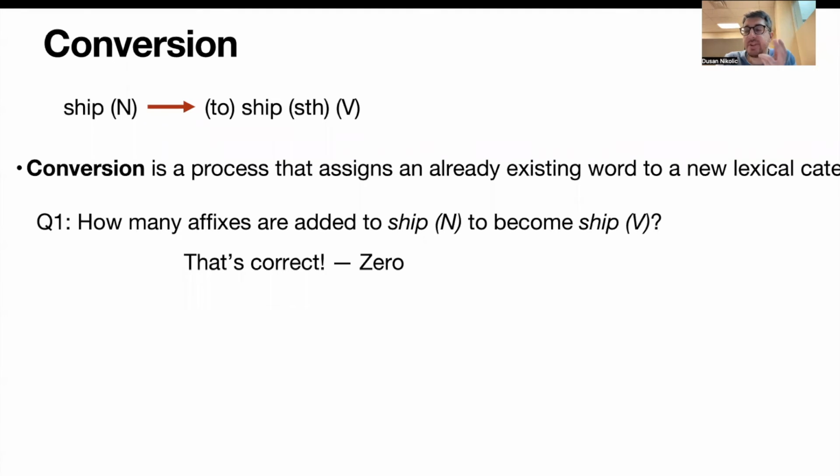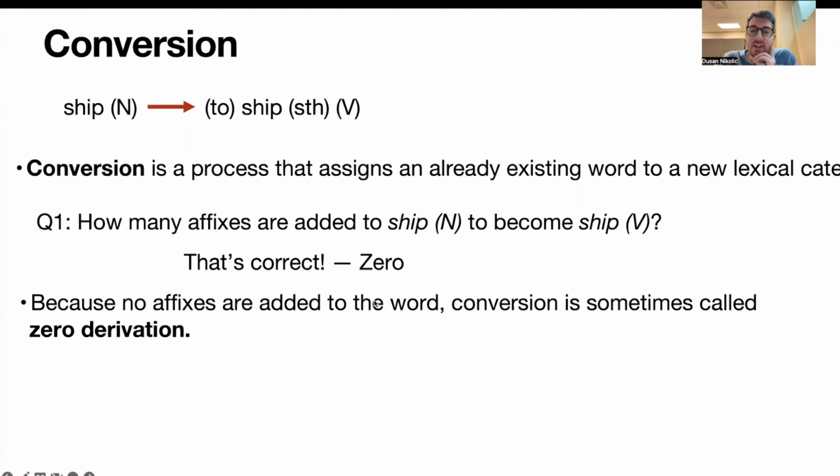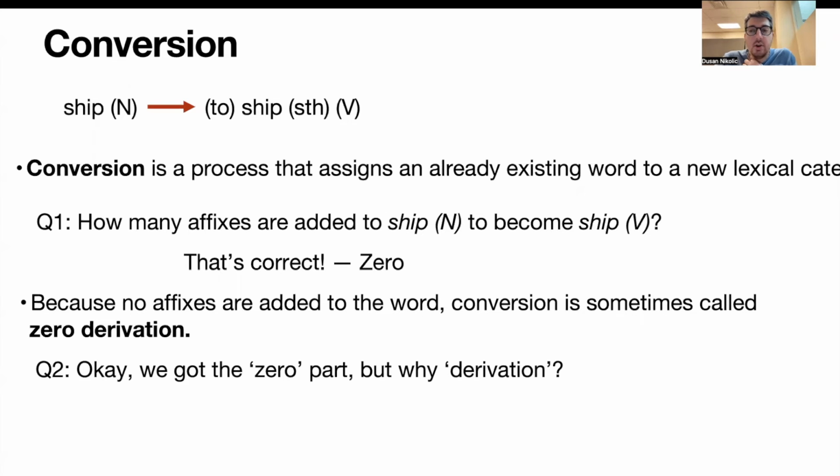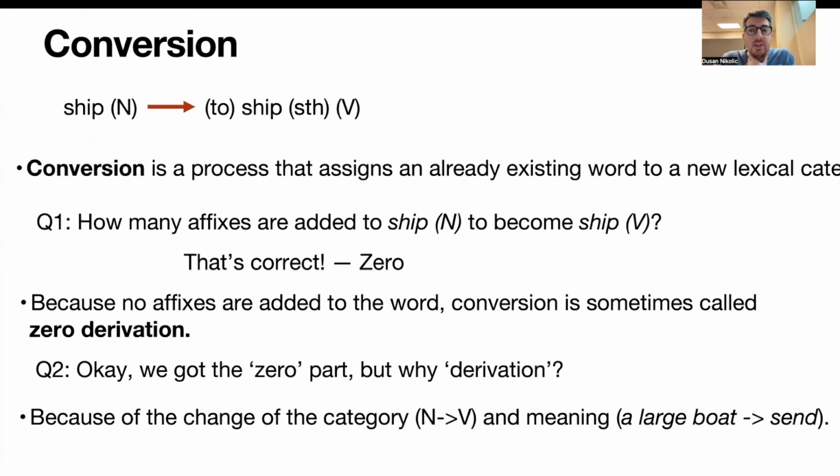That's correct. Because no affixes are added to the word, conversion is sometimes called zero derivation. Okay, we got the zero part, but why derivation? Because of the change of the category. A noun changes into a verb, and also from a large boat, you change it into sent, a completely different meaning, right? So that's why it's derivation. Remember, you change category and meaning in derivation, but you can know it as conversion, right?